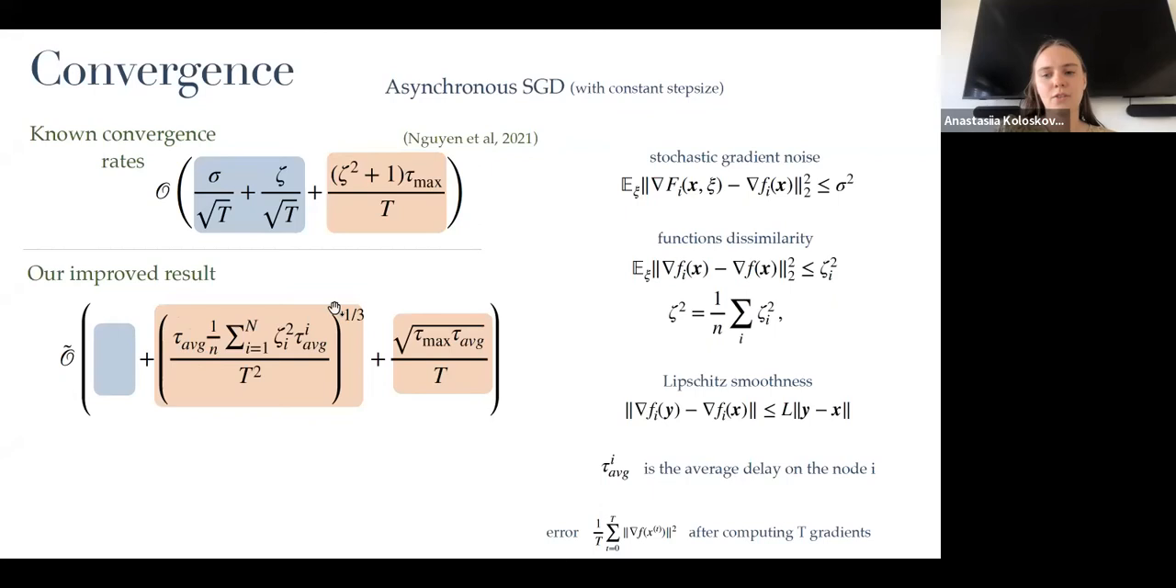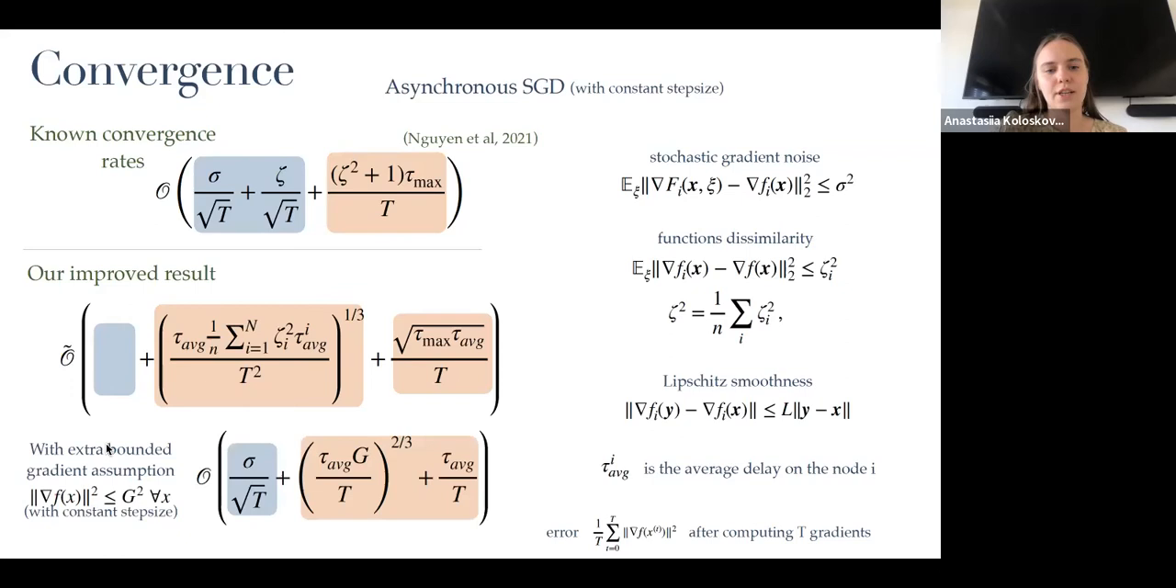This tau average i is the average delay on node i. So every node has its own average delay, since nodes could have different speeds. And so you multiply each zeta i with the corresponding average delay. And similarly here, if you assume bounded gradients, then you can completely remove the dependence on the maximum delay, and you have only dependence on the average delay.